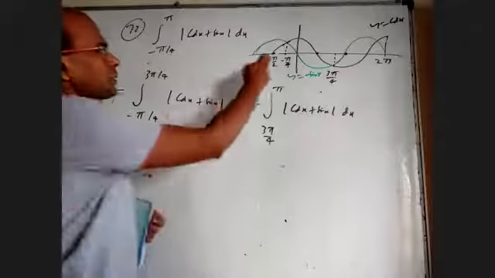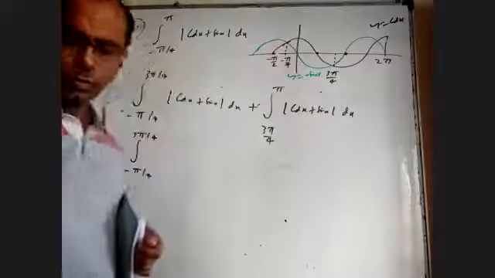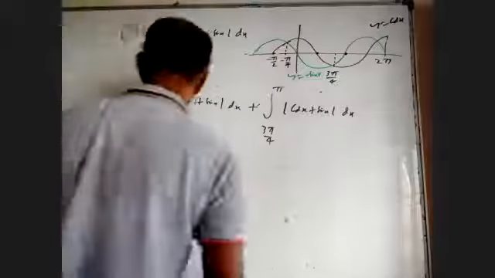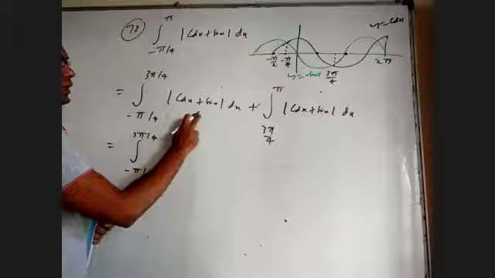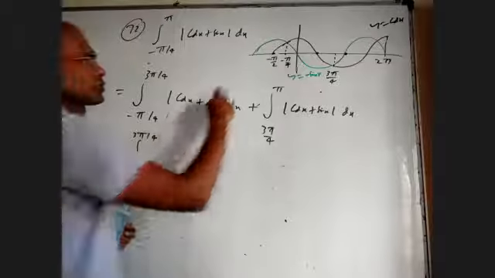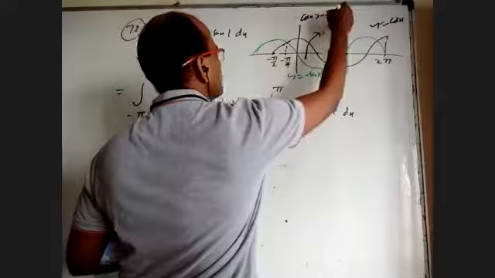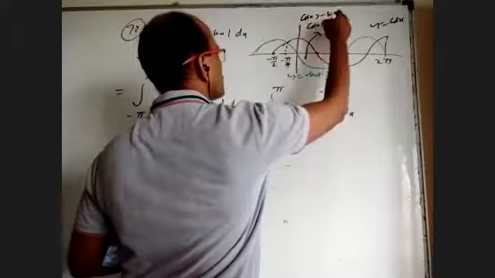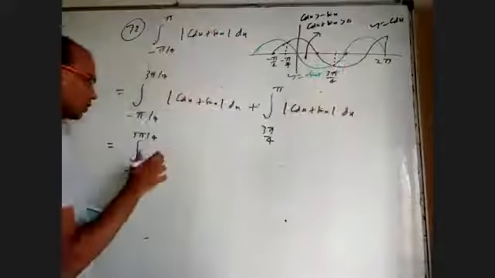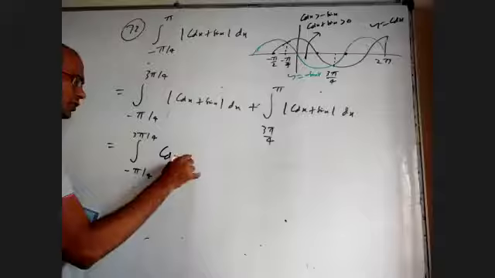So between minus pi by 4 to 3 pi by 4, cos x is greater than minus sin x here. If cos x is greater than minus sin x, cos x plus sin x is positive. So in this region cos x plus sin x is positive. Because it's positive, you can remove the mod. You'll get cos x plus sin x.